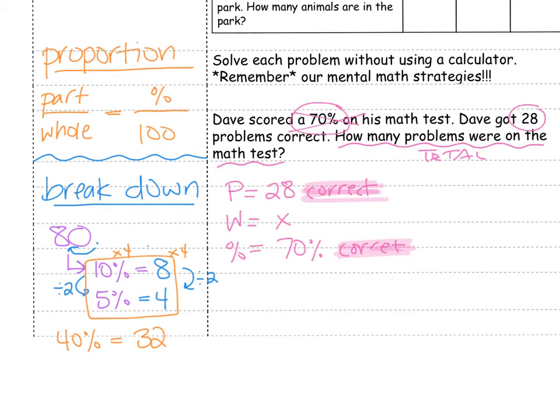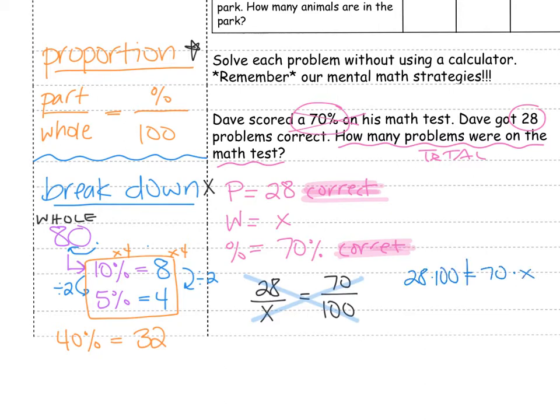Now, notice we're missing the whole. Because we are missing the whole, we cannot use the breakdown method because you always start with the whole, which we are unsure about. So we're going to have to use the proportion to solve this problem. To set up my proportion, I would do 28 over x equals 70 over 100. We would then cross multiply, and so I would have 28 times 100 equals 70 times x.